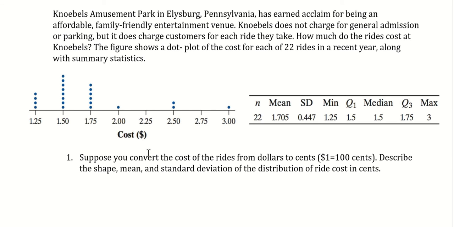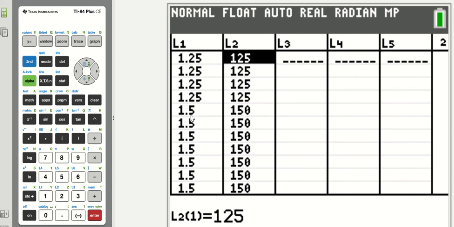Well, I want you to think about it. If I switched all of these numbers down here into cents, wouldn't the distribution still remain the same? It would make sense that the shape is going to remain the same. But the mean is no longer going to be 1.705. And I don't know what's going to happen to the standard deviation. So let's do a little investigation and we'll go to our calculator.